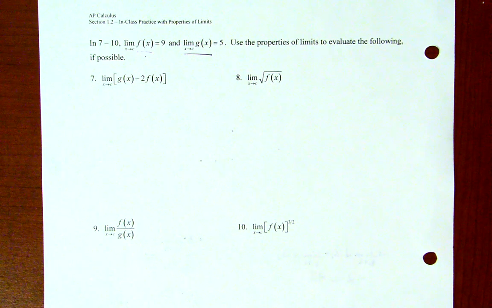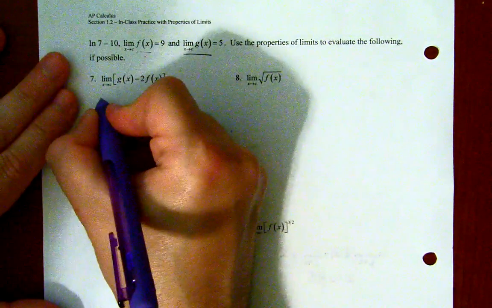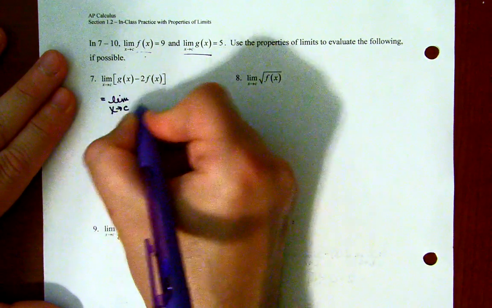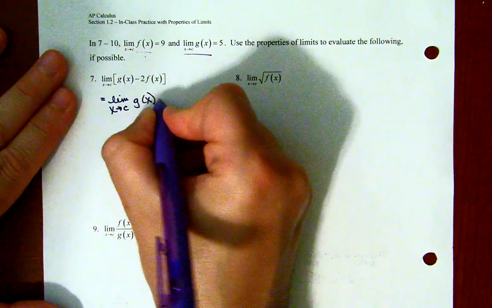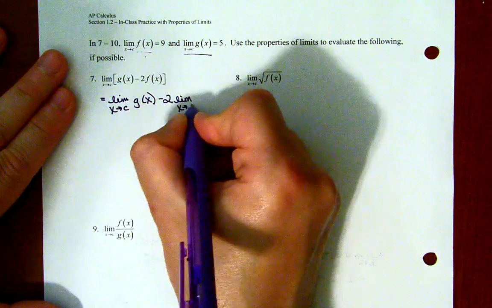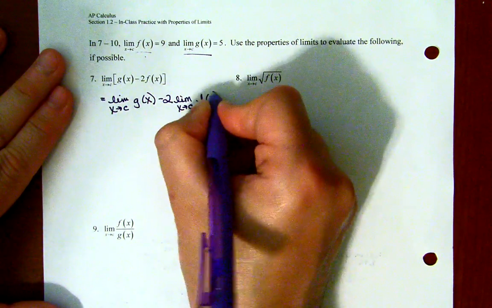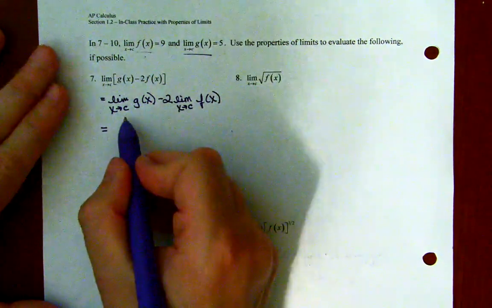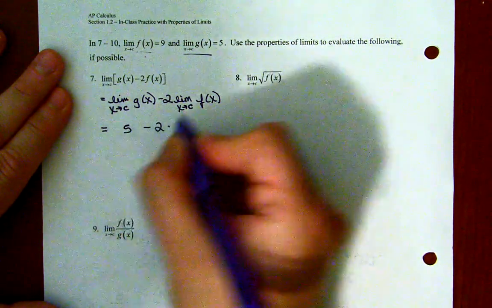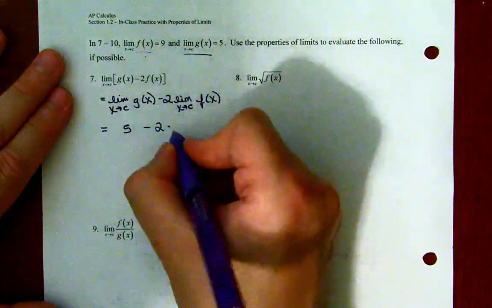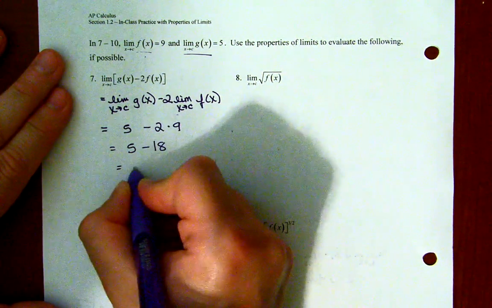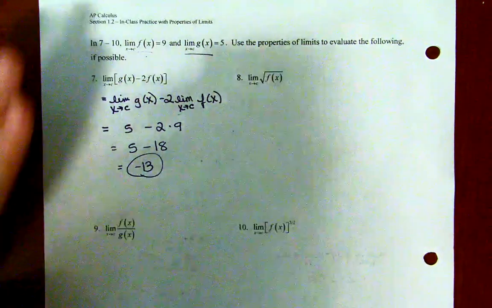Try that one. I'm going to rewrite this as the limit as x approaches c of g of x minus 2 times the limit as x approaches c of f of x. Okay, limit as x approaches c of g of x, I know that that's 5. Minus 2 times limit as x approaches c of f of x, I know that that's 9. 5 minus 18, I believe, should be negative 13.